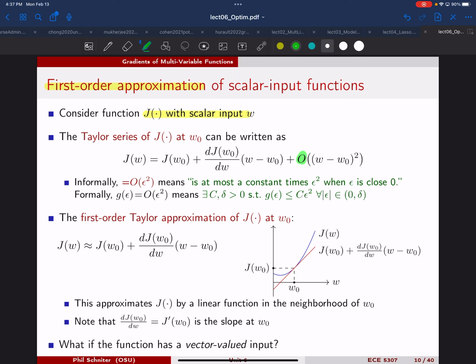So in other words, we're saying that all these other terms in the Taylor series can be thought of as quadratic in the worst case. This is what this means. This w minus w naught is how far we're deviating from the reference point, right? And now notice that this is a quadratic function in that deviation.